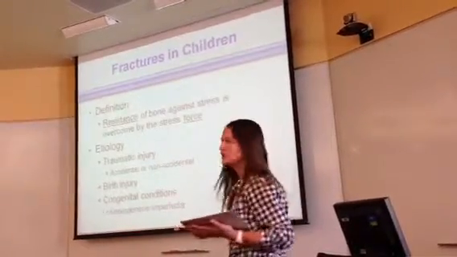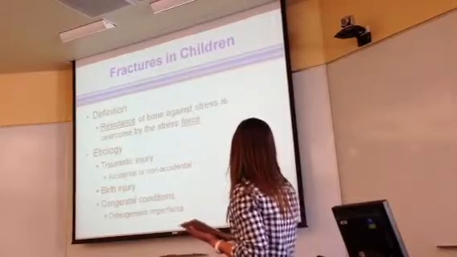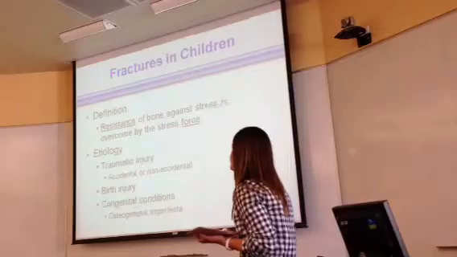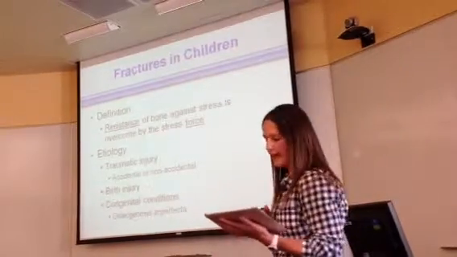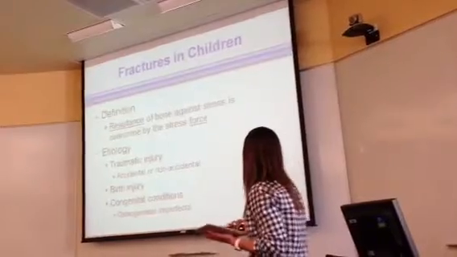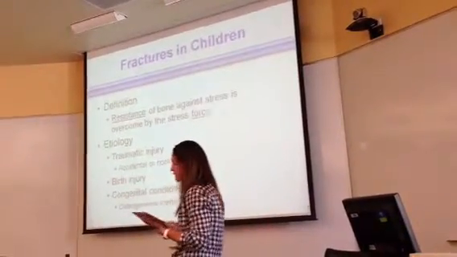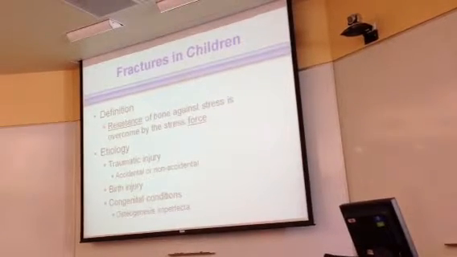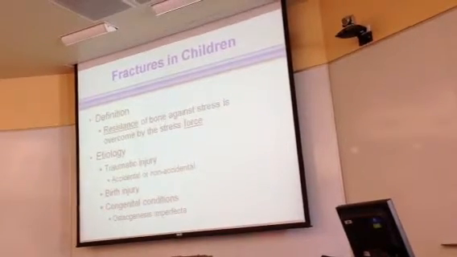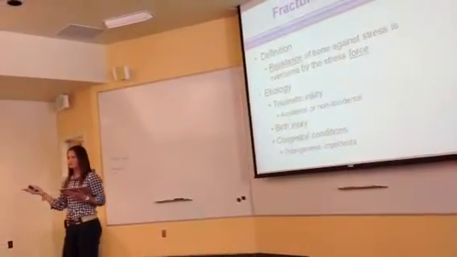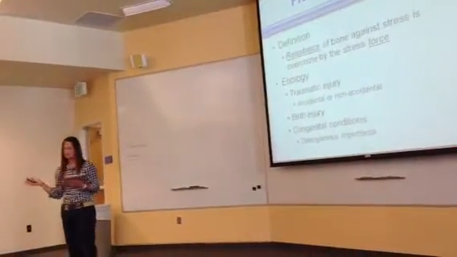Okay, some fractures in children. A fracture occurs when the resistance of bone against stress is overcome by the stress force. Causes can be traumatic injury, which can be accidental or non-accidental. Common sources of traumatic injury in school-age children include falls, bike accidents, sports, and car accidents.